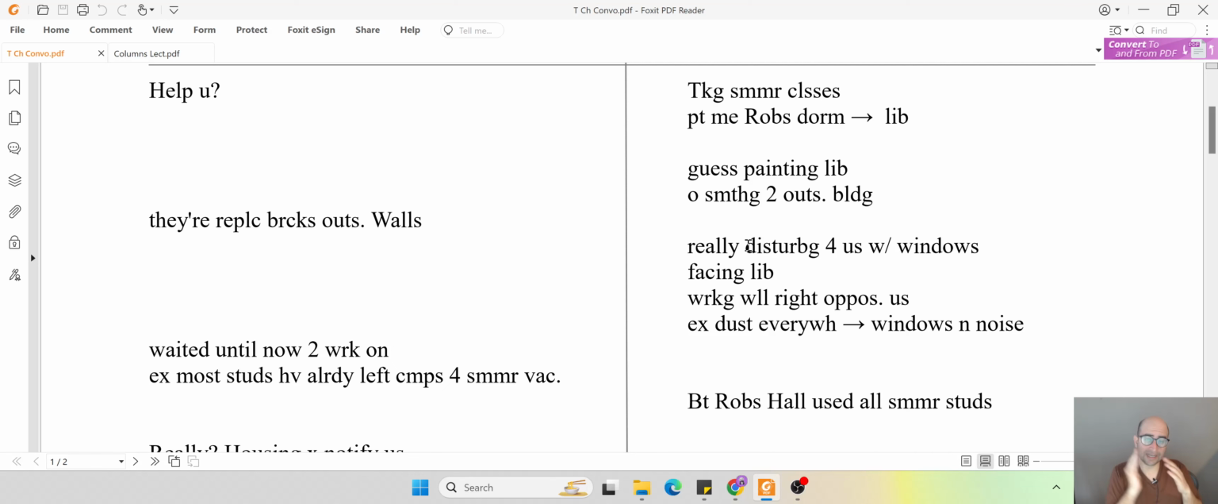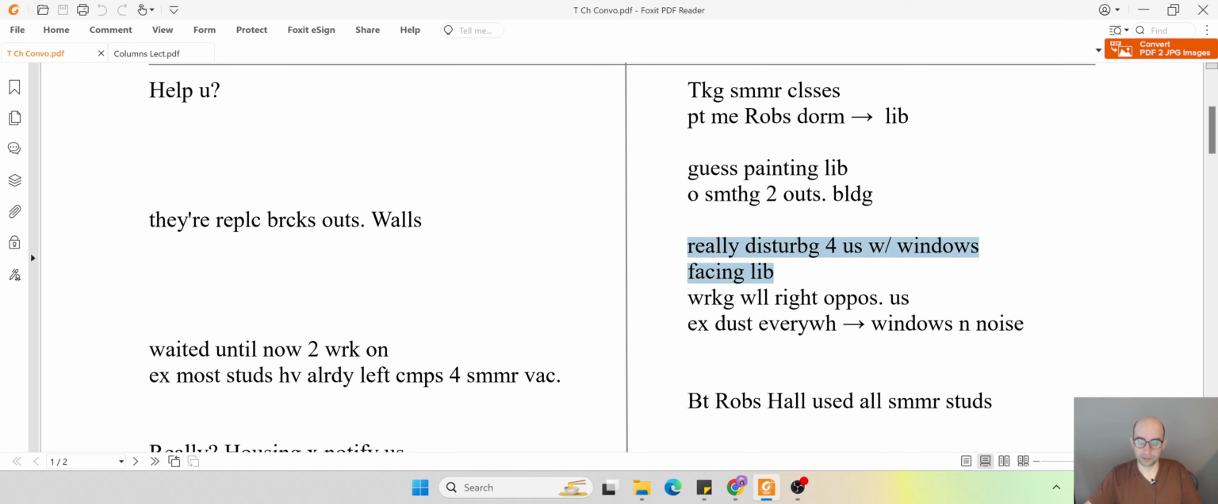And yes, they sometimes explicitly mention it, but they usually paraphrase it too. So just look out for that. I don't actually see the word "problem," but I do see a word that's related to a problem. "So really disturbing for us, okay? This was really disturbing for us with the windows facing the library."